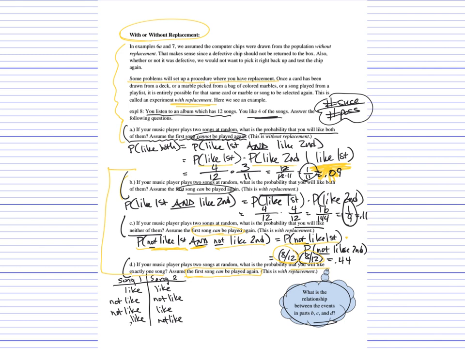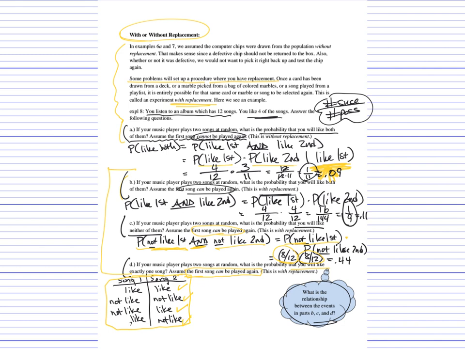What does that mean? All right, well, I actually have here a little table that I made up, just simply the possibilities that can occur in this experiment, right? So number 1 is I can like song 1 and song 2. Number 2, I can not like them both. Number 3 option, I can not like number 1 but like number 2. And number 4 option, I can like number 1 and not like number 2.